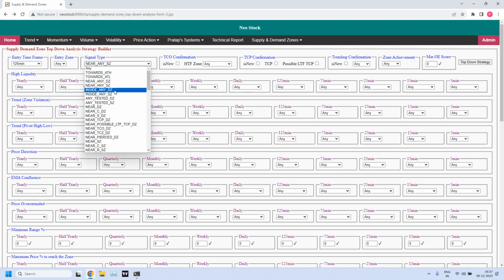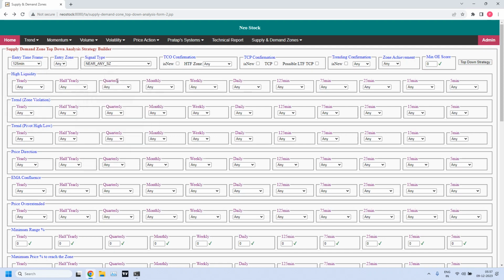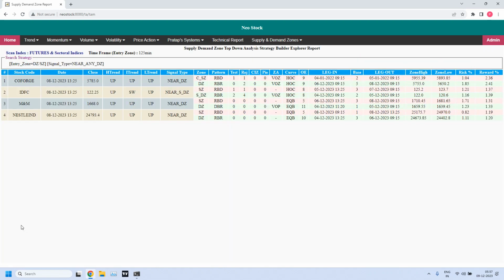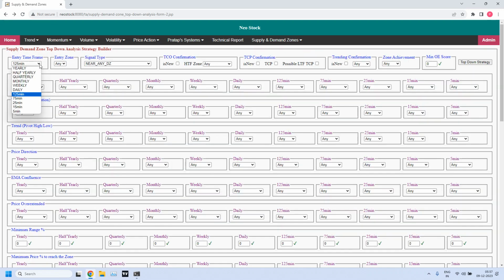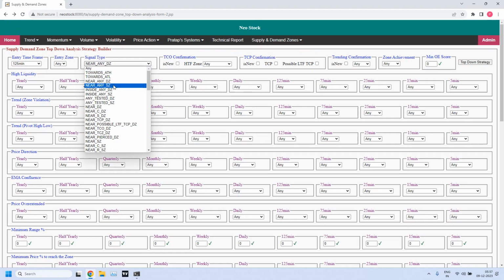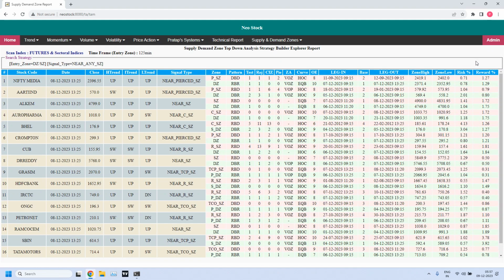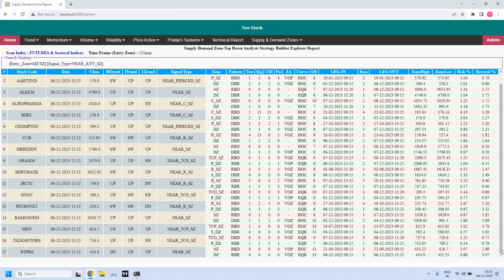Let us find the stocks near 125 minutes demand zone. So 4 stocks are identified. Let's go back. Entry time frame is 125 minutes. Let us find the stocks near 125 minutes supply zone. So this is the filtered list. So total 17 stocks are near 125 minutes supply zone. So let's go back.